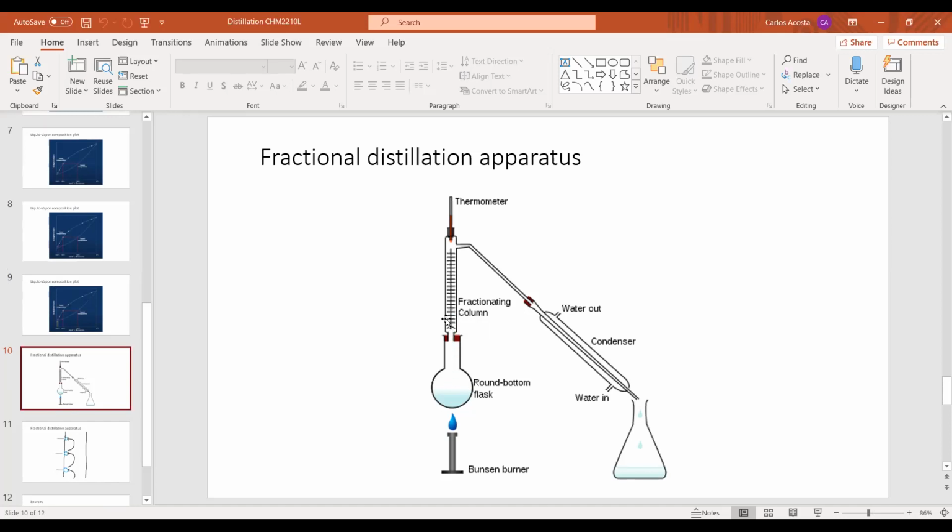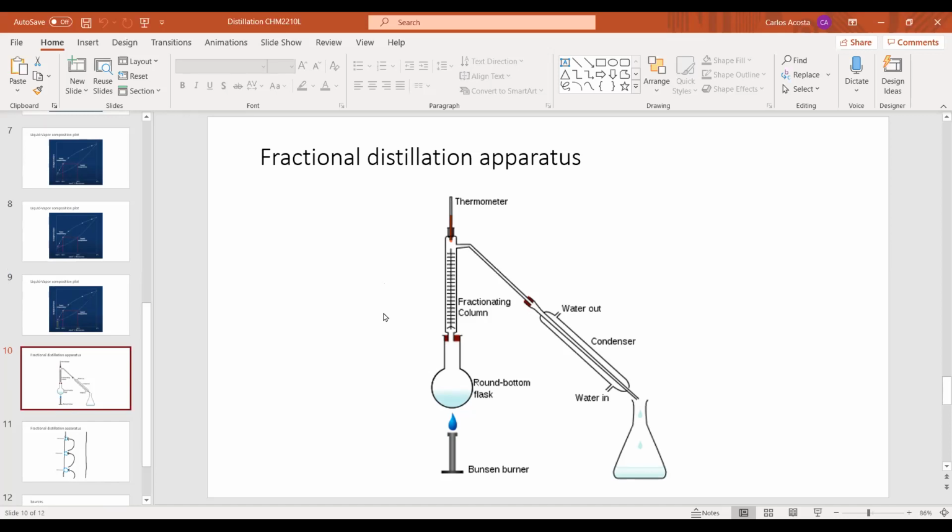It's going to condense somewhere on this column, and then it's going to re-vaporize and condense again and re-vaporize and condense again. And it's going to go up and up and up doing these cycles. And every time it condenses and re-vaporizes, the benzene will leave a little bit of the toluene behind, and the toluene will fall back into the round bottom flask. So with each cycle of vaporization and condensation in the fractionating column, the benzene is getting more and more pure. And by the time it comes out to the condenser, it's nearly pure, or it is pure.